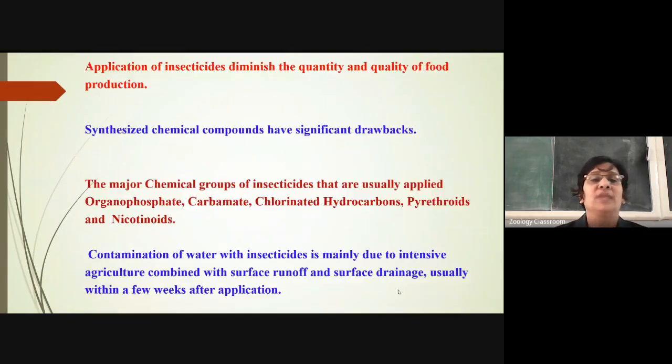Okay. So in that, the application of insecticides diminishes the quantity and quality of food production. The pesticides in general are used extensively in agricultural practices, in forestry, in public health, and in veterinary practices also. These pesticides are categorized according to their target use.